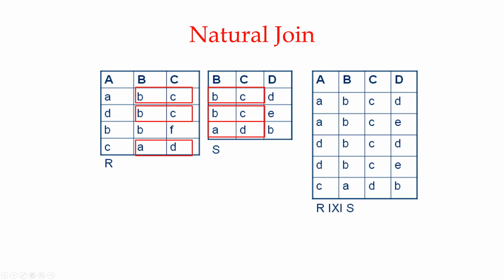See, B C, here also B C; B C, here also B C; and A D, here also A D. So we are just going to combine the entries that are matching alone. So the resultant table, you can see A, B, C, D, A, B, C, E, and D, B, C, D, D, B, C, E, finally C, A, D, B. So this is how the natural join works. It will avoid duplications.